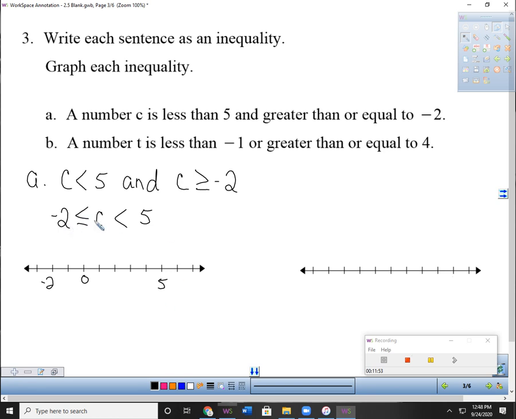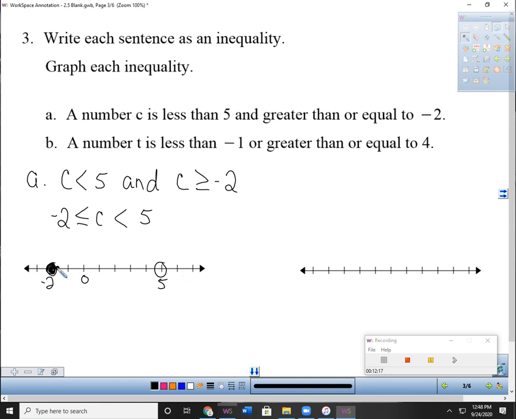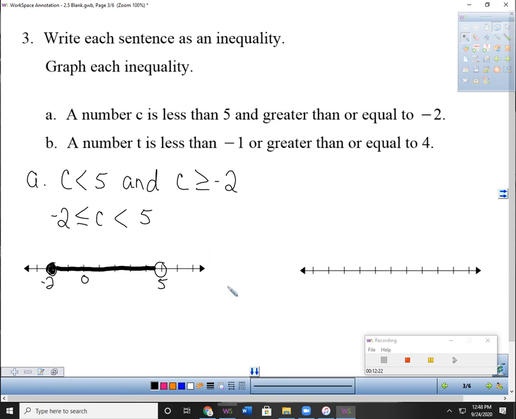Negative 2. I look at that inequality symbol right next to negative 2. It's equal to, so I should have a closed circle. When I go all the way to 5, I look at the inequality symbol at 5. There's no equal to bar, so this would be open, and then I shade in the middle. So I've got my and.